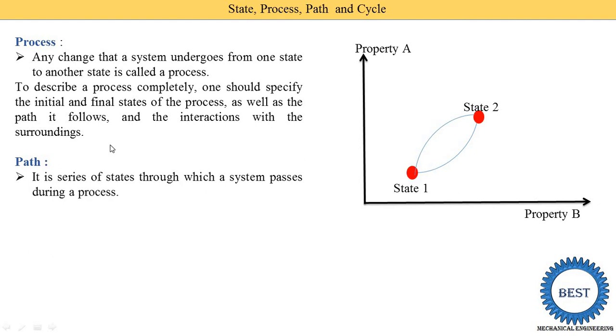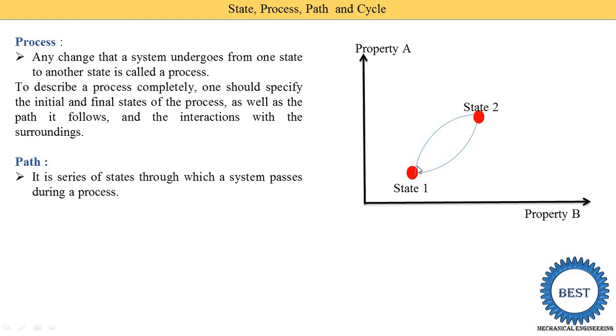It is a series of states. It is also a state, but not only two states; it is a series of states through which the system passes during a process. Means the path comes into the picture during the process. The same thing is here, state 1 to 2. When we draw any line, it is called a process. So a process is possible through different paths.